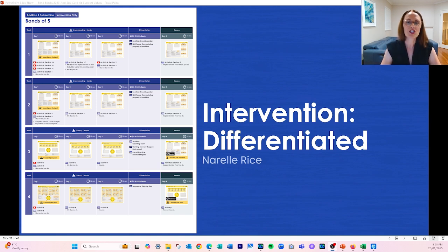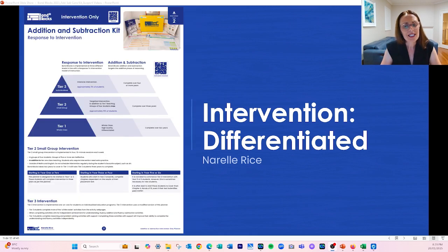Bomb Blocks intervention happens for 10 minutes, 4 times a week. And I'm often asked by people, Narelle, how long should these children stay in the program for? And the answer is, it depends. And the reason it depends is because intervention itself is differentiated, and how it's differentiated depends on several factors.